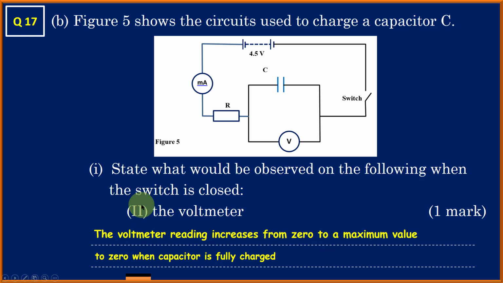How about if it was a voltmeter? Actually, the answer here should be the voltmeter reading increases from 0 to a maximum value. This part here is not there. So the voltmeter reading increases from 0 to a maximum value when the capacitor is fully charged. So just cancel out this 0. It is not meant to be there. So the sentence should read, the voltmeter reading increases from 0 to a maximum value when the capacitor is fully charged.